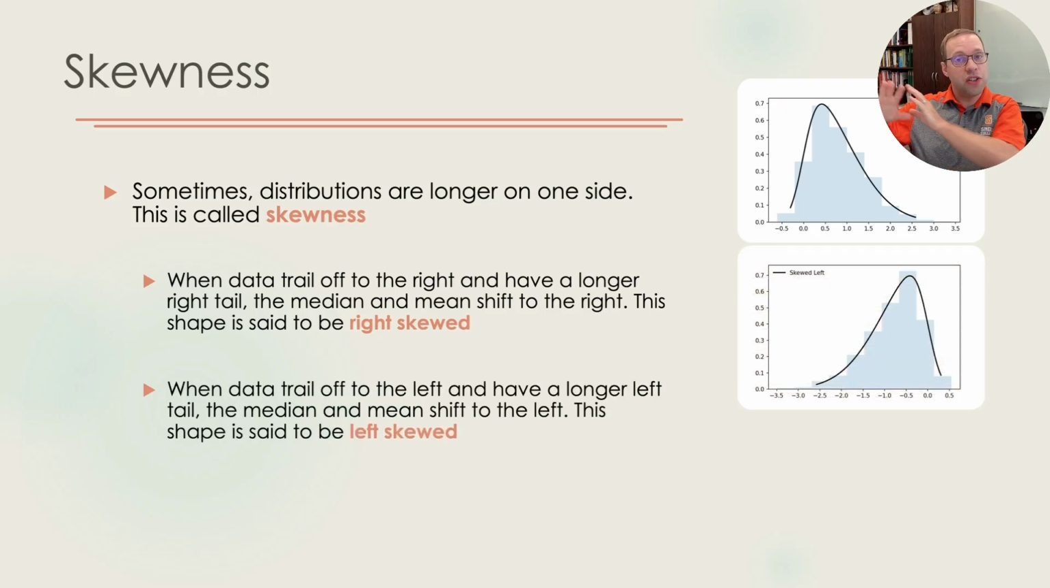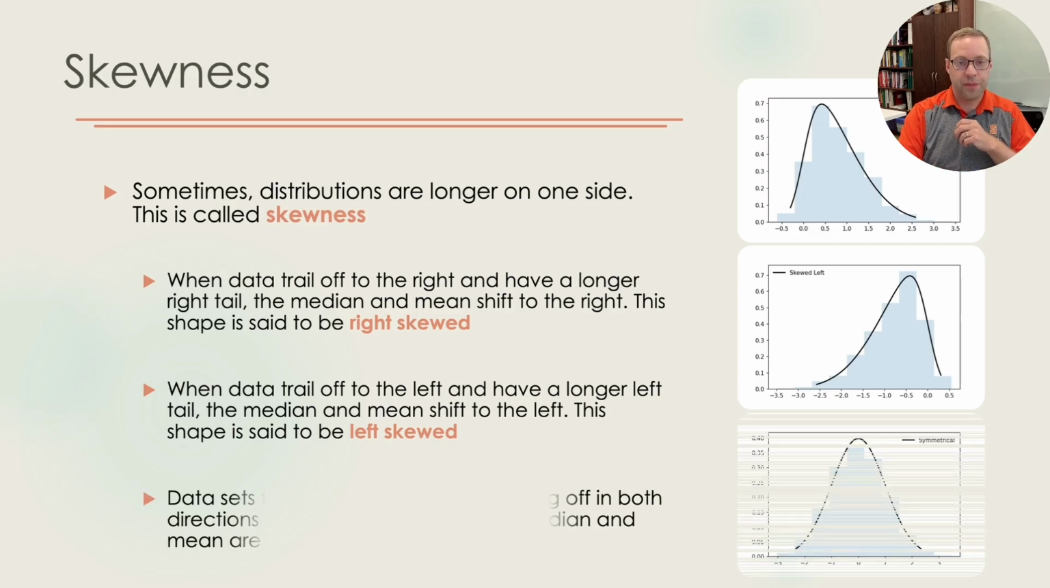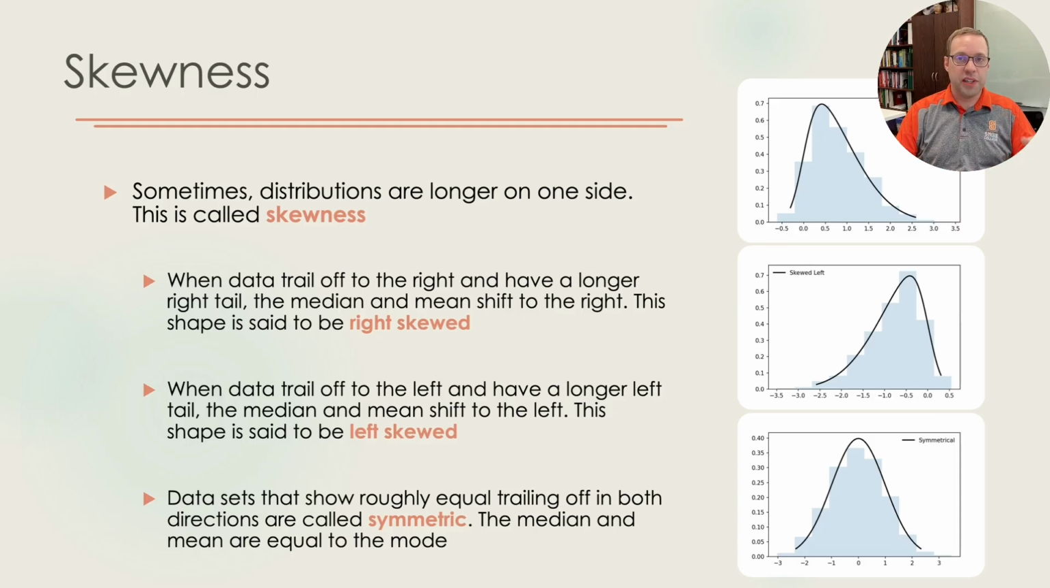If you have outliers on the left side, however, then that's going to shift the mean and the median to the left. Therefore, this would be a left skewed distribution. Whereas one that's perfectly symmetric, the mean, the median, and the mode are all going to be the same. That would just be a symmetric or a normal distribution.